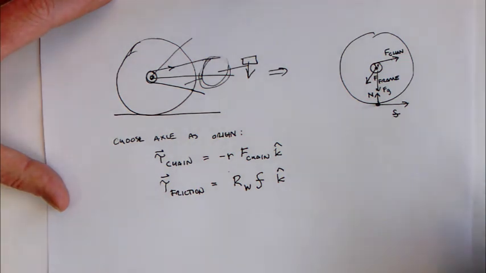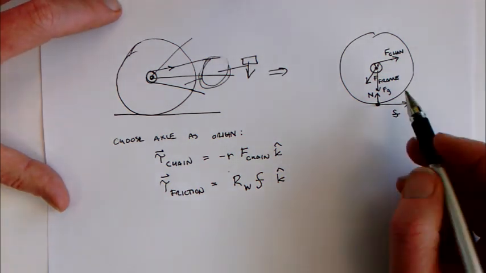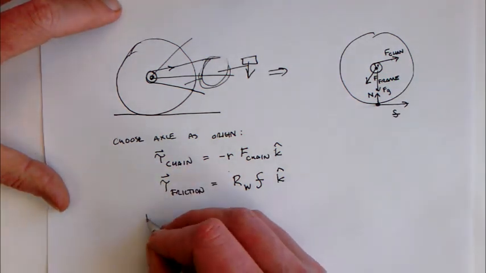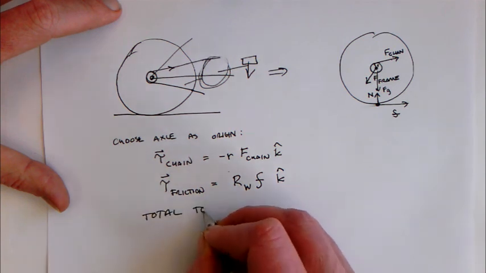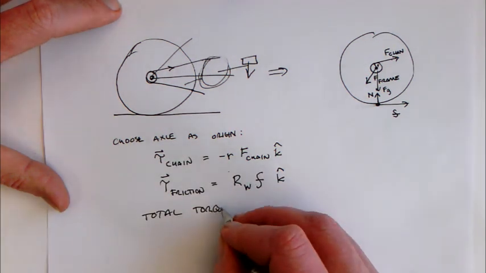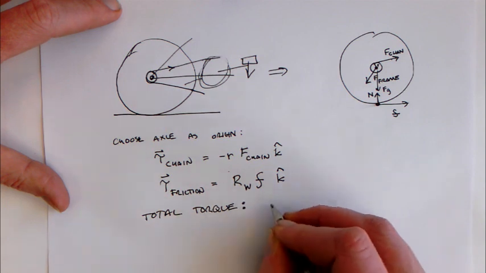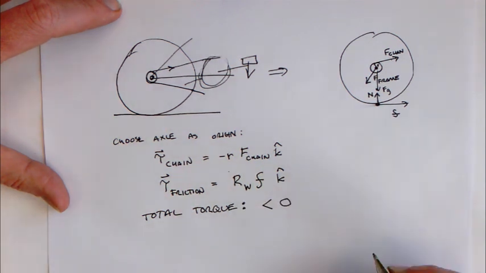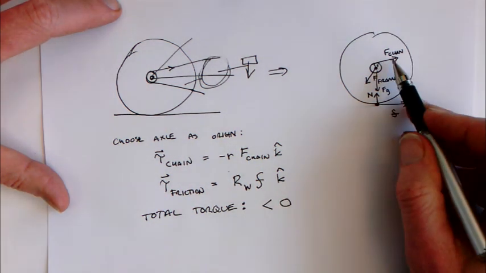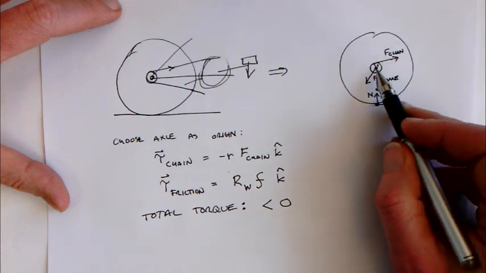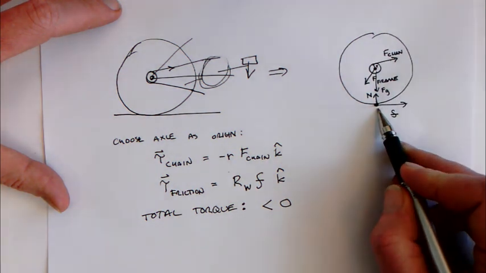What is actually going on with that? Well, what's going on with that is that the total torque, if this bike is accelerating to the right, has to be less than 0. It must be negative. That is to say that the torque due to the chain has to be larger than the torque due to friction. Okay?